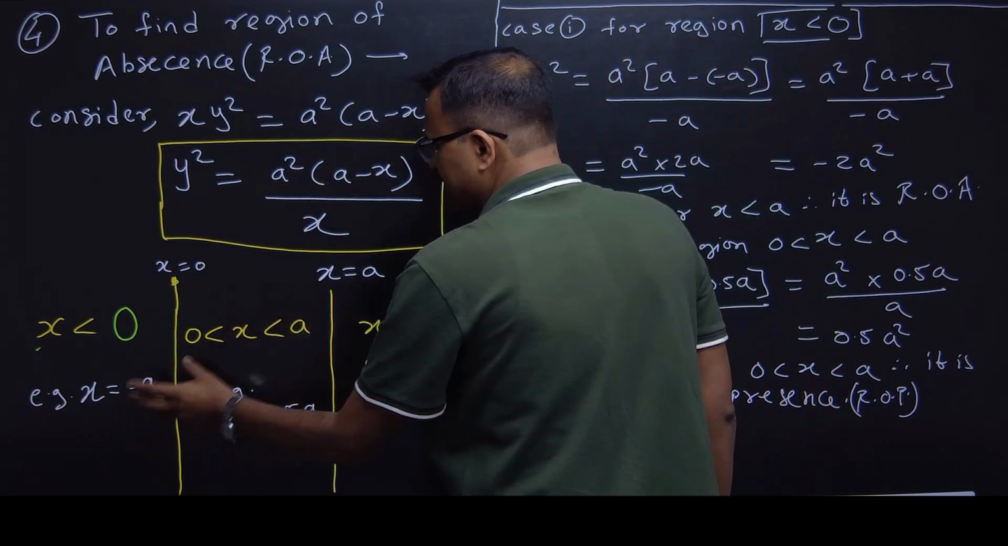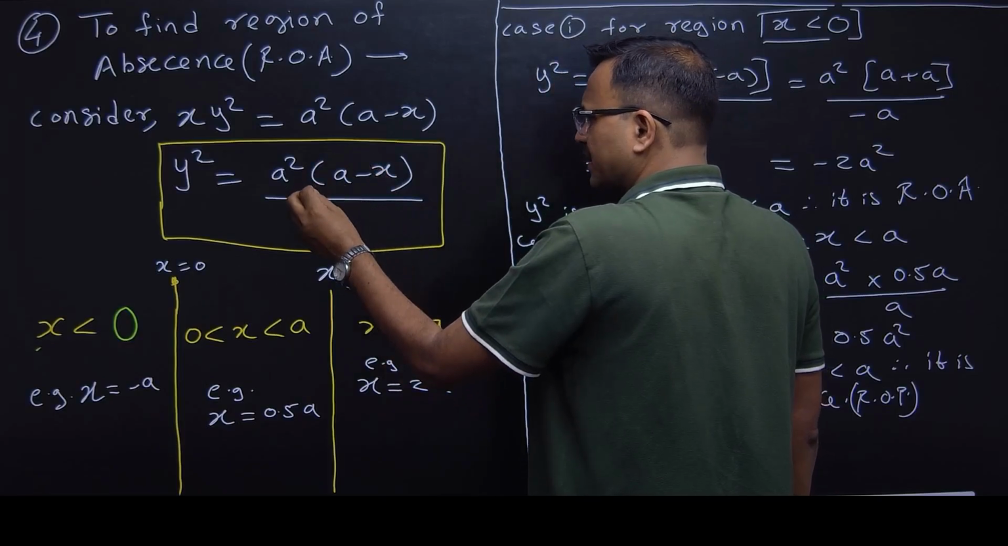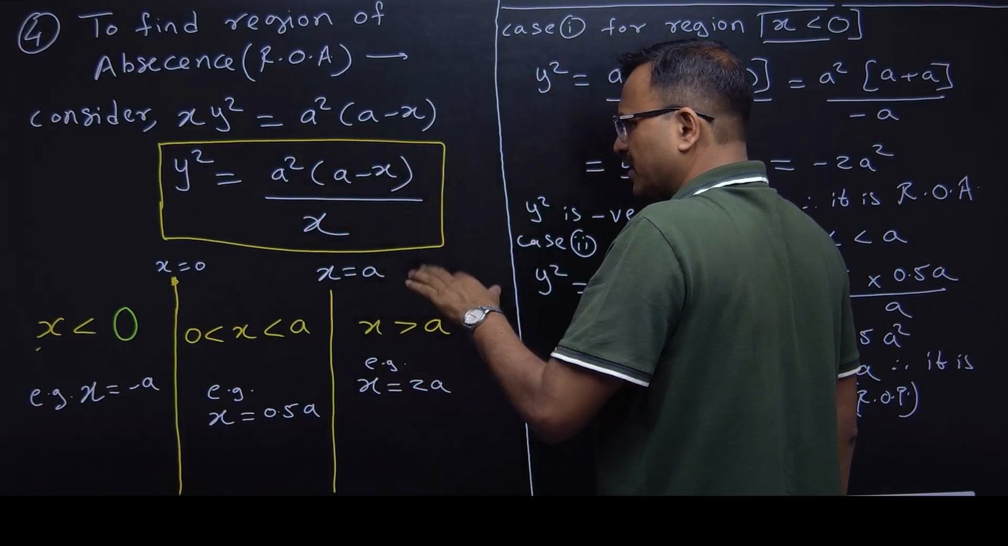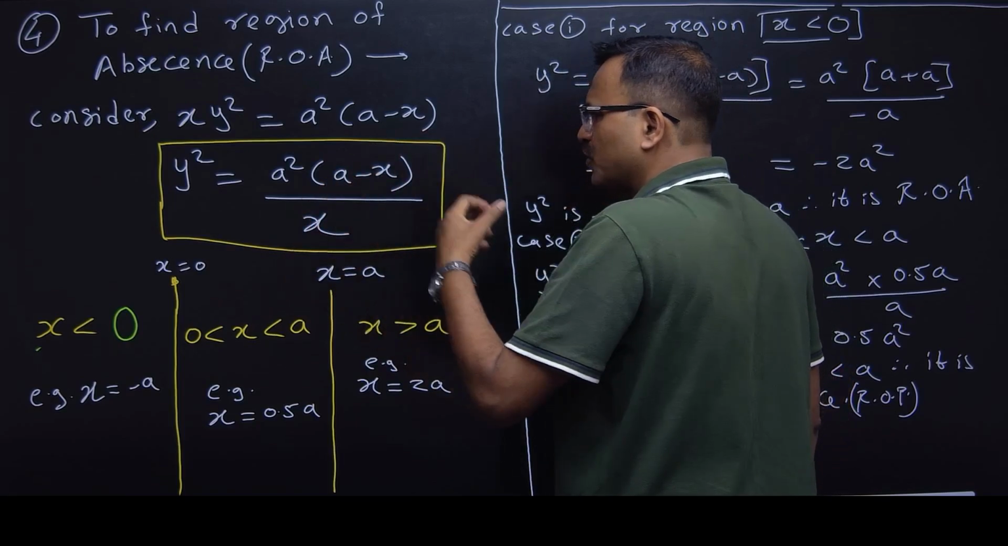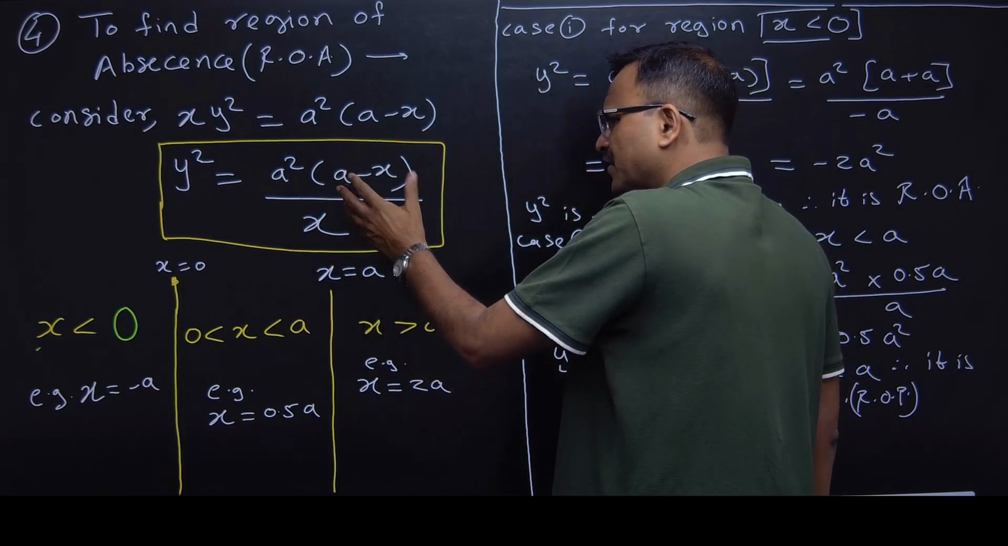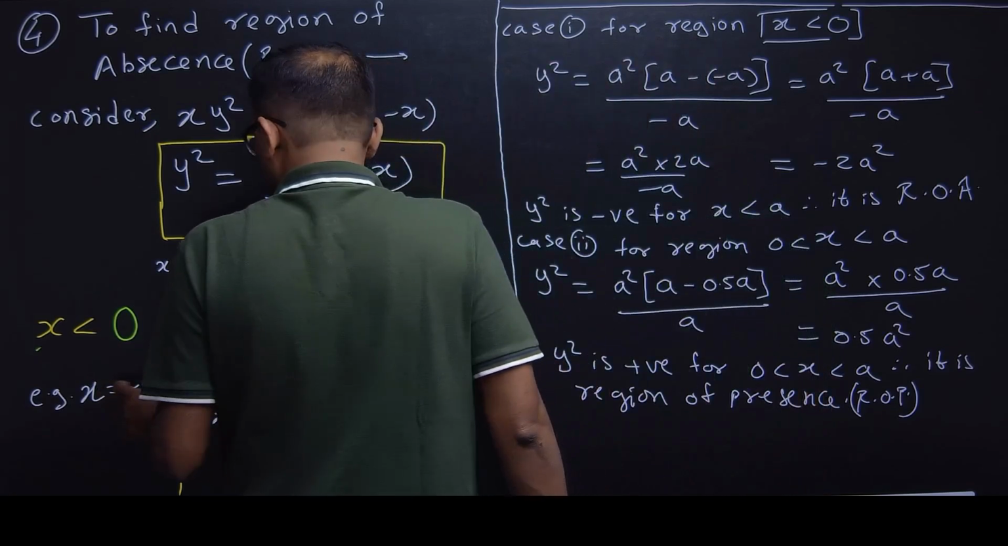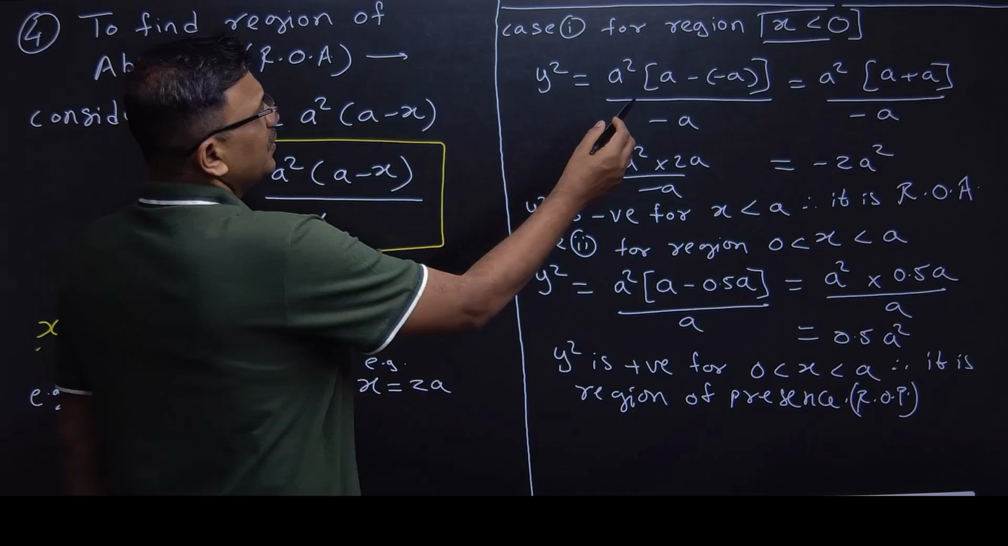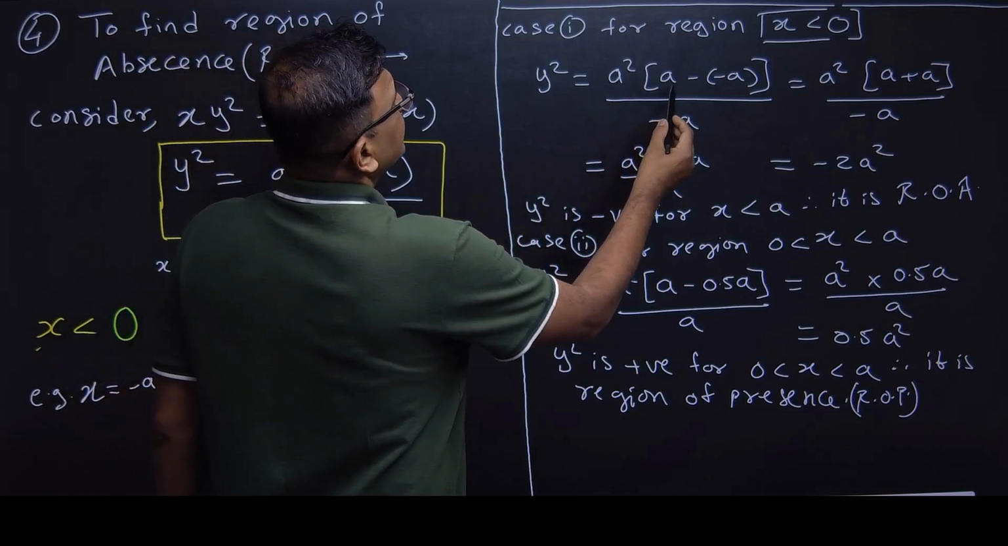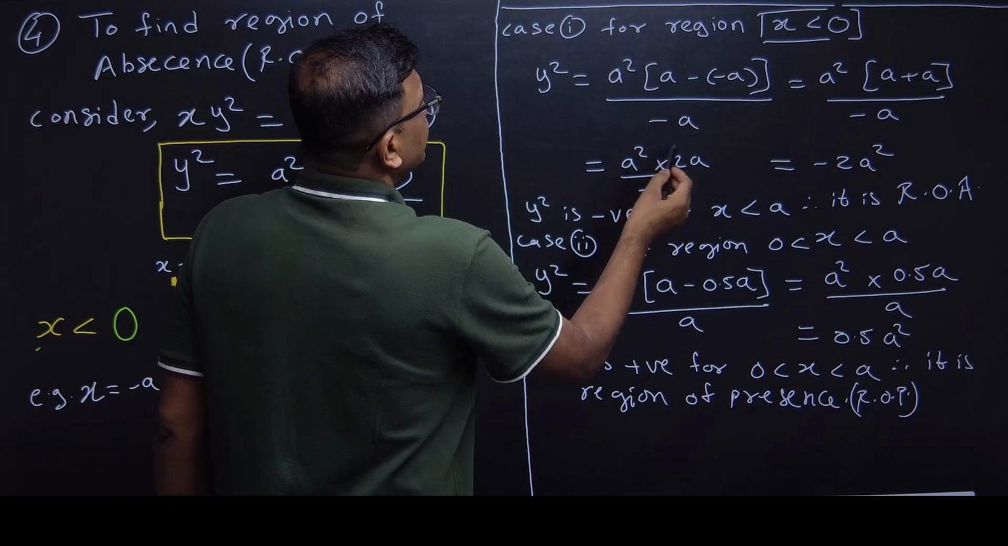हम x is minus a इस इक्वेशन में पुट करेंगे और ये चेक करेंगे कि y स्क्वायर पॉजिटिव आता है कि नेगेटिव आता है. अगर y स्क्वायर पॉजिटिव आता है तो वो रीजन ऑफ प्रेजेंस है, y स्क्वायर नेगेटिव आता है तो वो रीजन ऑफ एब्सेंस है. We put x is minus a in this equation. We get y square is a square into bracket a minus of minus a divided by minus a.